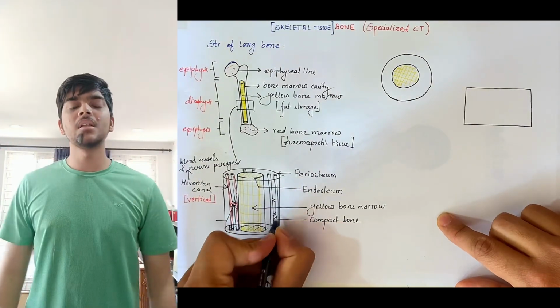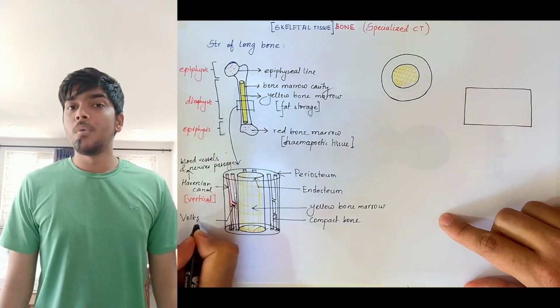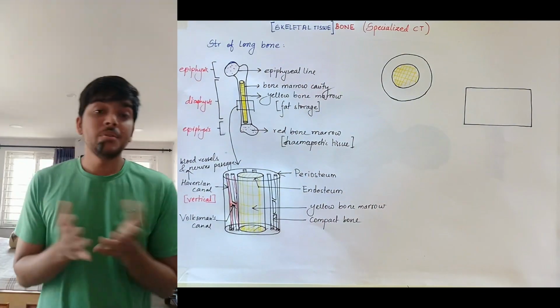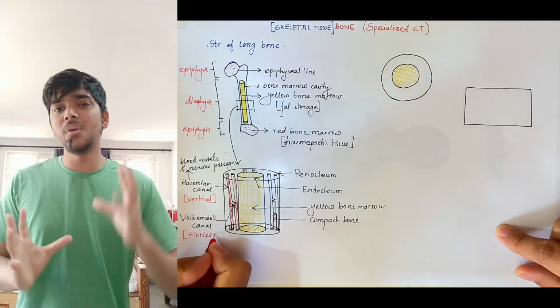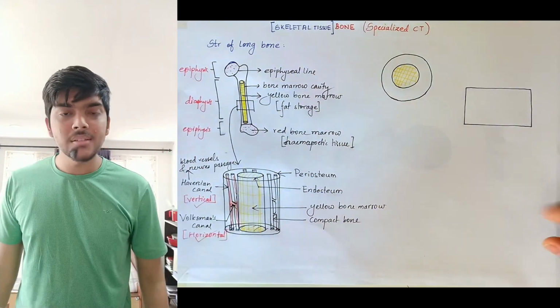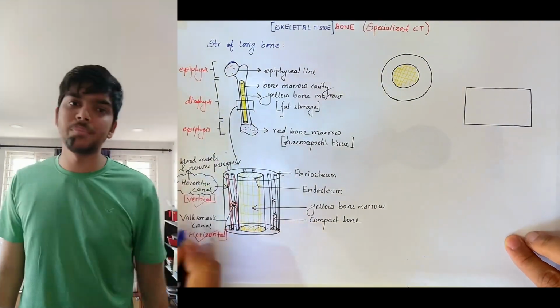And these horizontal canals are known as Volkmann's canal, which you could remember from the car brand Volkswagen. That's just a way of remembering it. That's how I remember it. You can use any method you want. But the important thing is that you have to remember the vertical canals are Haversian canals, and the horizontal canals connecting these vertical canals are Volkmann canals.